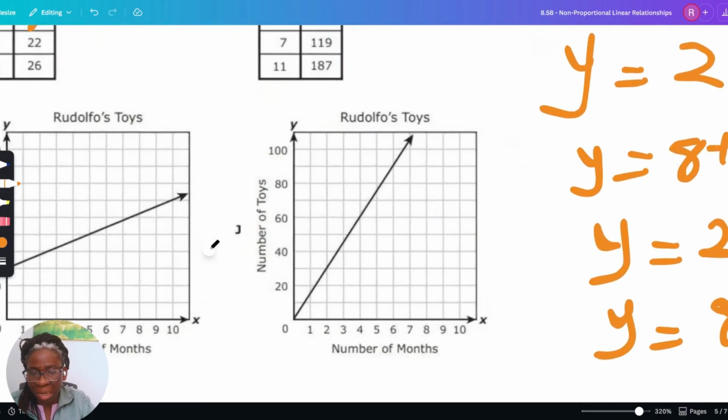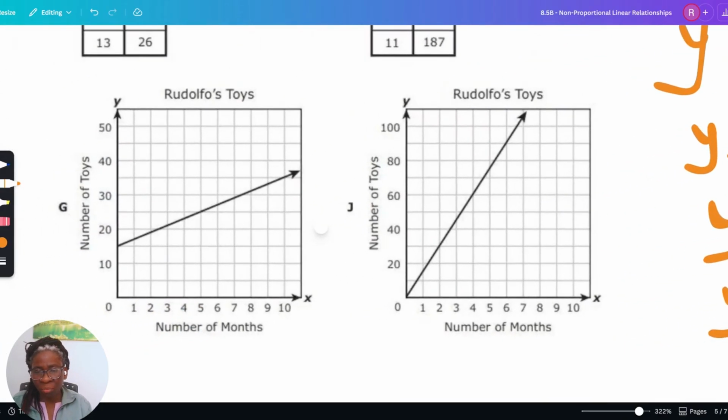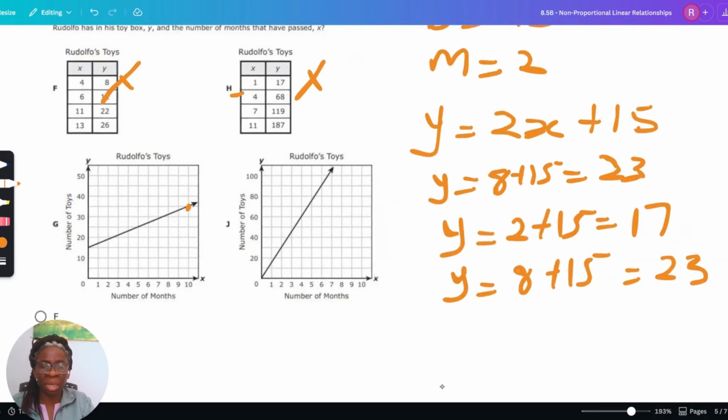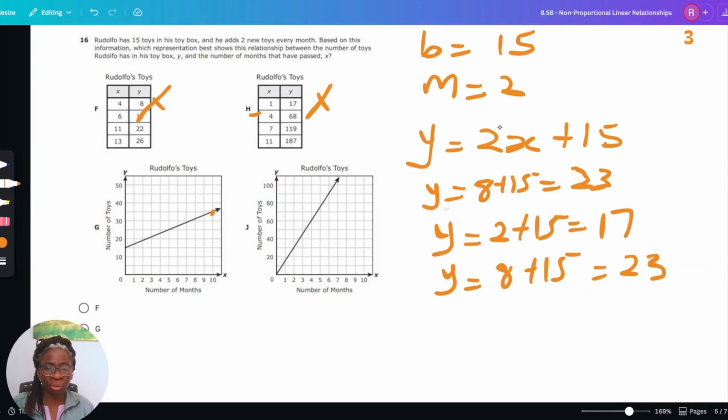Let's trace where it can be easy for us to get the value of y. Let's see on the graph. Okay, now it is easier. Look at this point. We can tell that when x is 10, y is 35. So this one says when x is 10, y is 35. So let's put x in the equation.